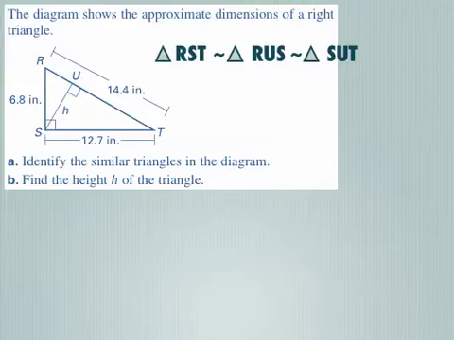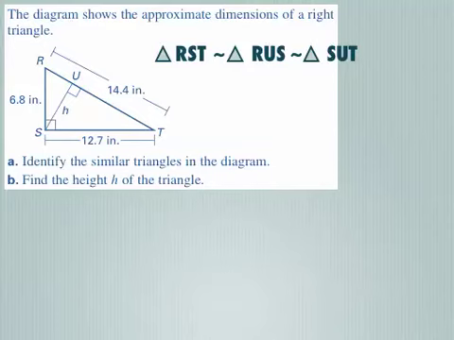B says find the height of the triangle. Again, I could set this up a couple of different ways, but if you look at the information that I'm given, I know the hypotenuse of the larger triangle, and I know the longer leg of the largest triangle.